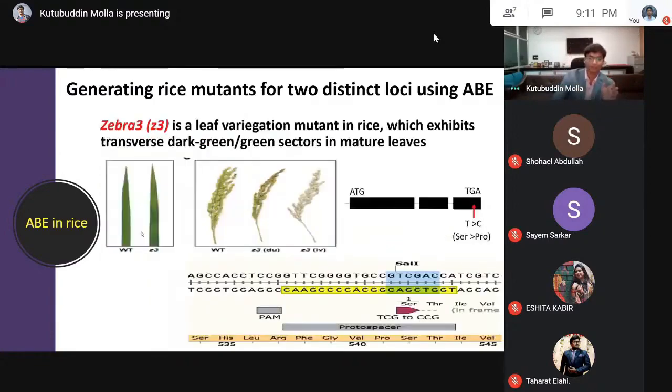Another gene was Zebra3, and it is also a mutant because of a single letter change in the gene sequence, that is also T to C. If you have this kind of single letter change, then you get this kind of phenotype: dark green, light green, dark green, light green, like a zebra. So it's called the Zebra3 mutation. We targeted both of these loci to edit with the ABE.